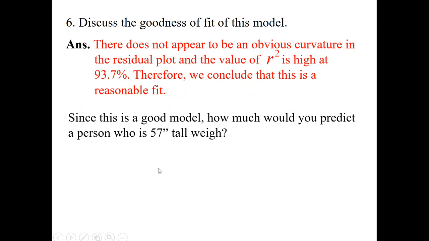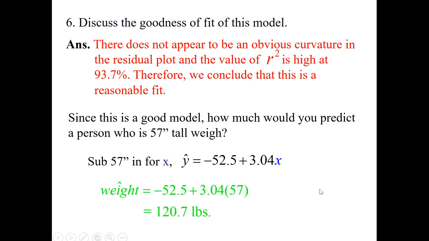What we can do here is two things. We can just use our equation. Remember, y hat, that's our prediction, that's our model, is equal to negative 52.5 plus 3.04x. I can take that 57 inches, my height, and plug it in for x. Based off this model, we would expect someone 57 inches tall to weigh about 120.7 pounds. We're not saying that's definitely going to happen, but it's a prediction.